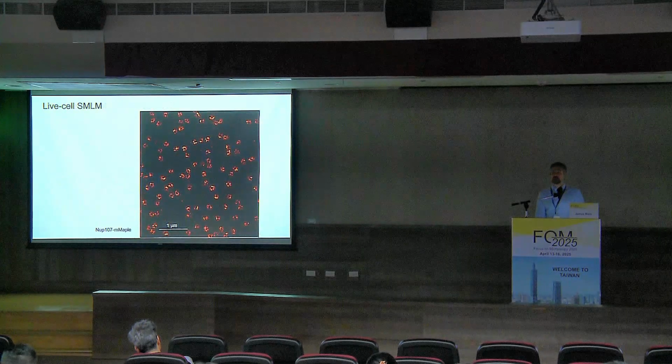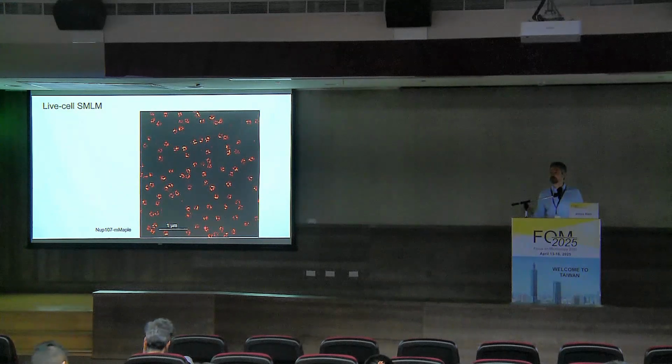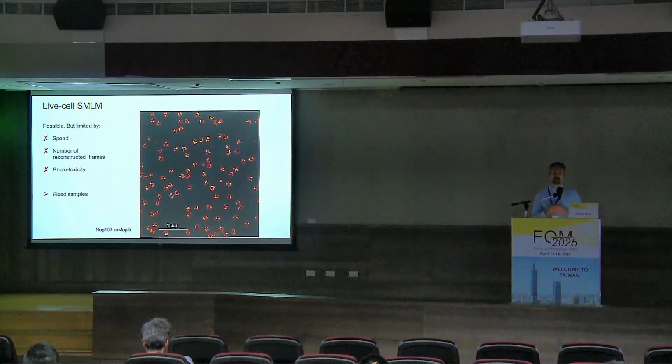Now, how about live cell single molecule localization microscopy? This is kind of how I sold this to you in the beginning. Super resolution microscopy is great because we can measure dynamics. Well, indeed, it's possible, and here you see nuclear pores that we imaged in the living cell, but it's still quite limited. So one of the main limitations is speed. Remember, we have to image these tens of thousands of camera frames to reconstruct one super resolution image, and this really needs time.